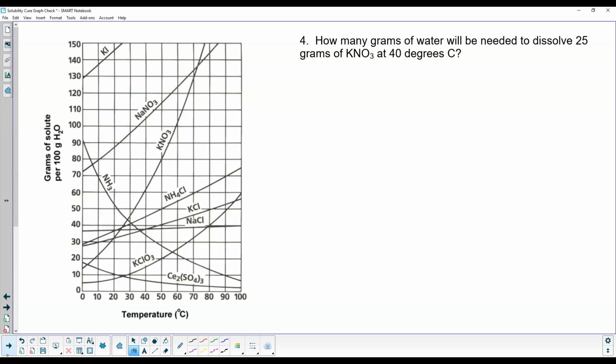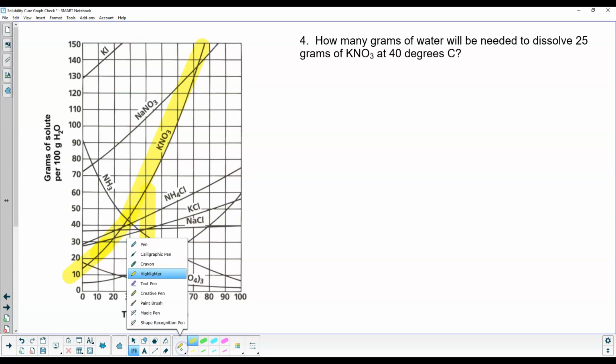Okay, one more. Let's say I want to know how many grams of water will be needed to dissolve 25 grams of potassium nitrate in 40 degrees Celsius water. So this time we need to solve for the amount of water. Let's take a look here. Let's get out the highlighter, and we're looking at potassium nitrate, which once again is this guy. And we were saying 40 degrees Celsius water. It looks like it can hold maybe just over that. It looks like 61 maybe.